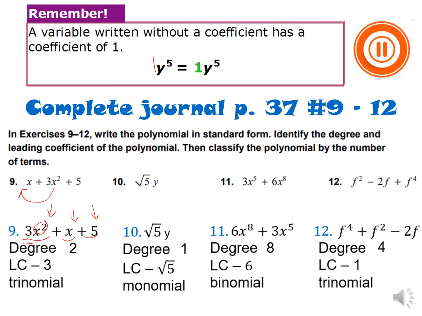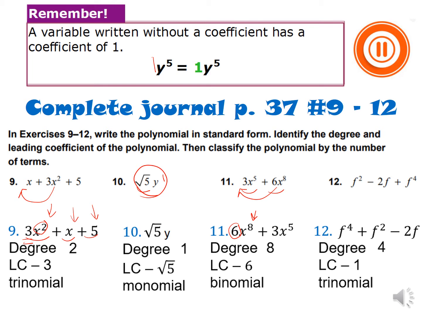This one, the leading coefficient is that. The degree is 1, and it's a monomial because it's one number. This one, we're going to move the 6x to the 8th to the front, and that makes the degree 8. The leading coefficient is 6, and it's a binomial because you have 2 terms.